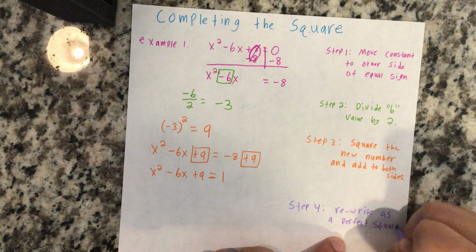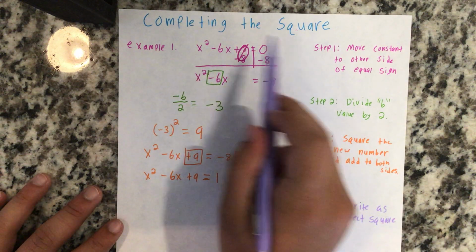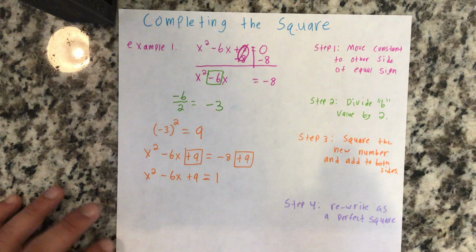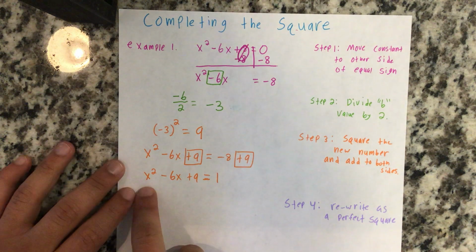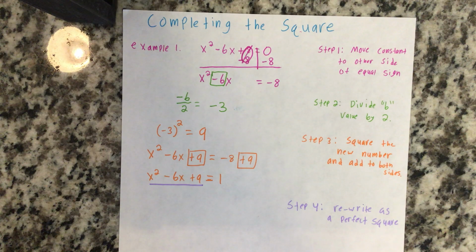Okay, that's the whole point. That's what we're doing. We're making a perfect square. We're completing the perfect square. See, that's the name, okay? So, to rewrite a perfect square, that means this. I want to change this, and I want to write it as a perfect square, as factors of a perfect square, okay? So watch what I'm gonna do.